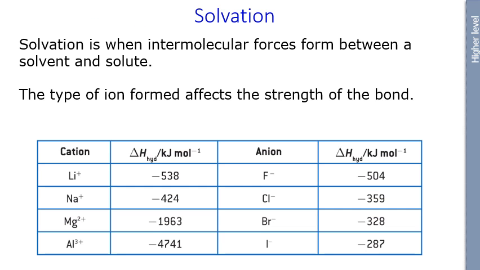So solvation, or making solutions, is when intermolecular forces form between a solvent, say water, and the solute, say sodium ions. And the type of ion formed affects the strength of the bond, as you can see there. So the strength is obviously a lot stronger with aluminium compared to lithium. Kind of makes sense because aluminium is a 3+ charge, so more attraction between the solvent and the solute.